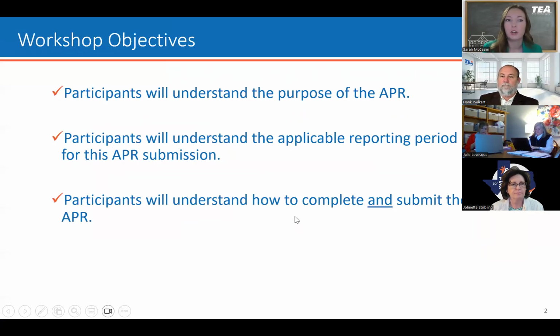Today we have a few different objectives. First, participants will understand the purpose of the APR. Second, participants will understand the applicable reporting period for this APR submission. And then the last one, participants will understand both how to complete and also how to submit the annual performance report.